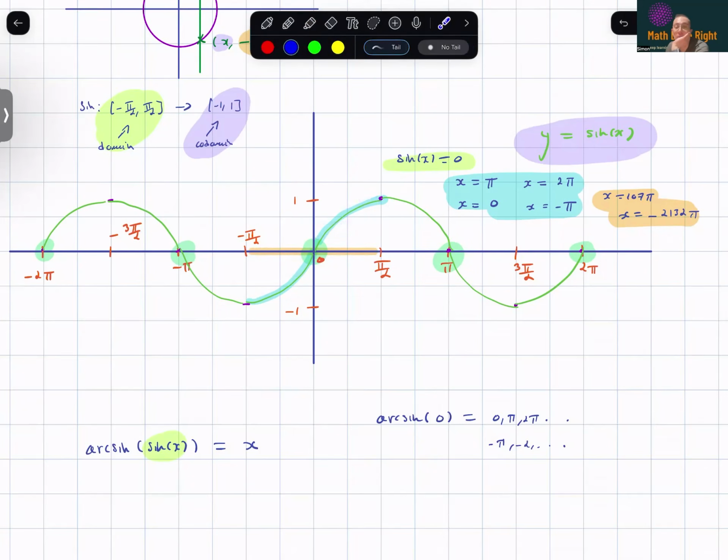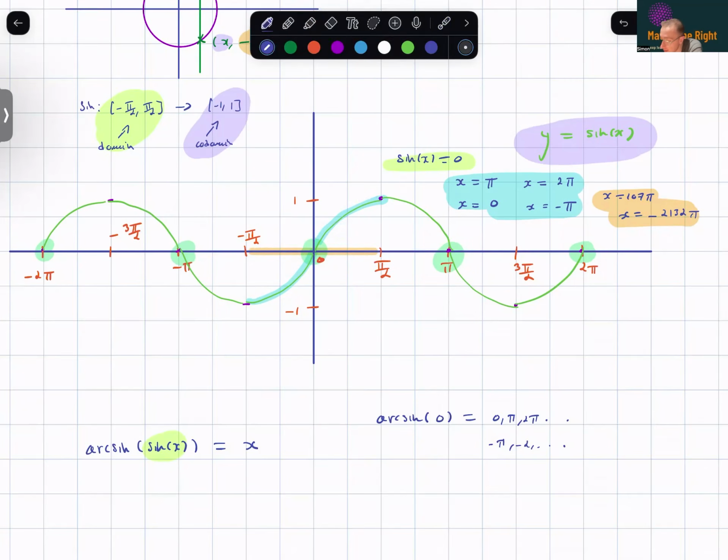It doesn't hit any twice, right? It doesn't send two x's in that range of values, negative pi over 2 to pi over 2, to the same output. It doesn't hit anything in negative 1 to 1 with two or more values from negative pi over 2 to pi over 2. So on this interval, it is invertible, meaning the inverse will be a function, right?